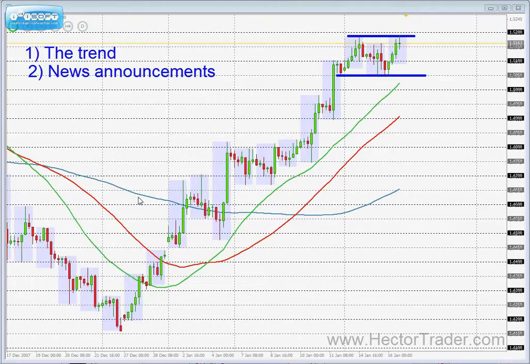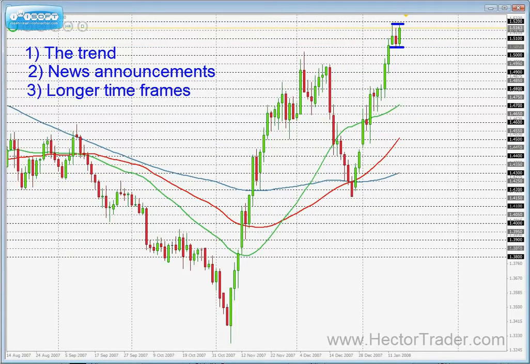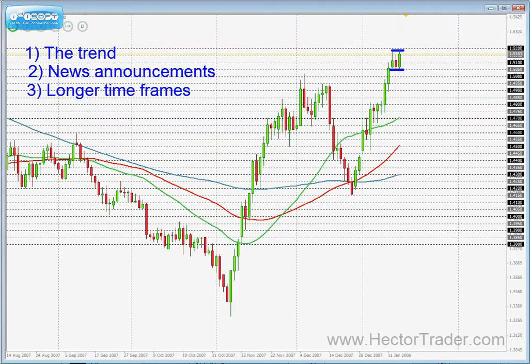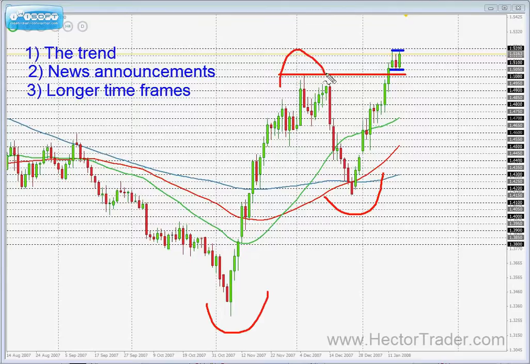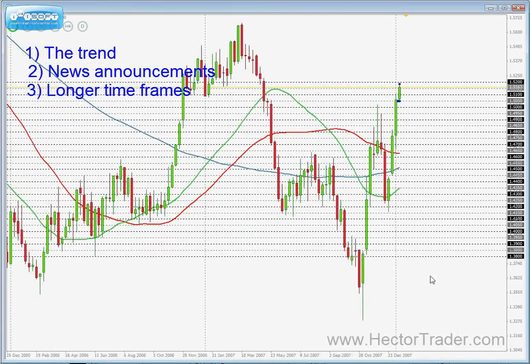Another element you always want to have a look into, as I explained before, is the longer time frames. What do they look like? In order to do that, I quickly have a look at my daily chart. Nothing really here. The previous low was broken. We're making higher lows, higher highs. So far, so good. We are in an uptrend. Let's now have a look at the weekly chart.